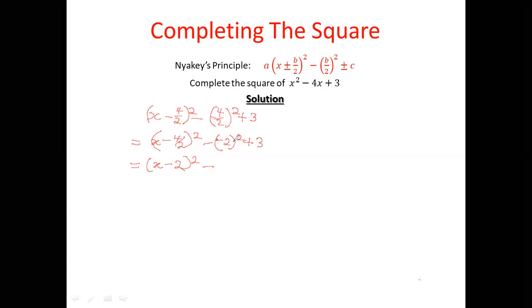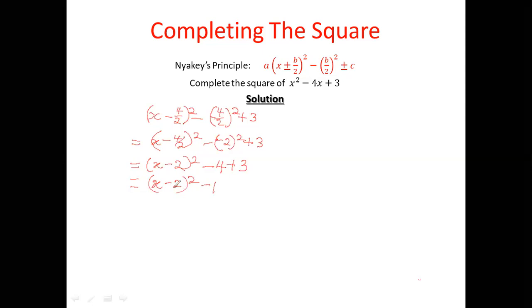But since the one inside the bracket has a square, we first have to complete the bracket first. So in completing the bracket, on your calculator, the bracket minus 2 bracket close squared will give you 4. Then you have plus 3. So eventually, you will then have x minus 2 all squared, then negative 4 plus 3 gives us minus 1.